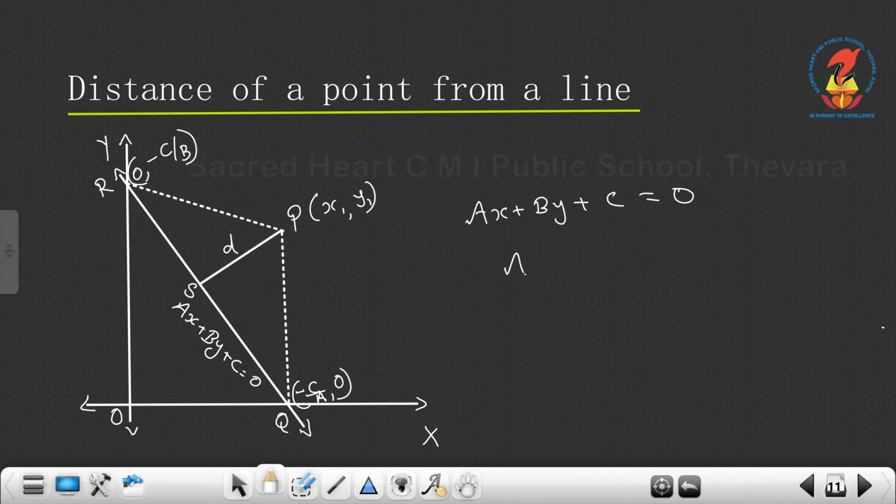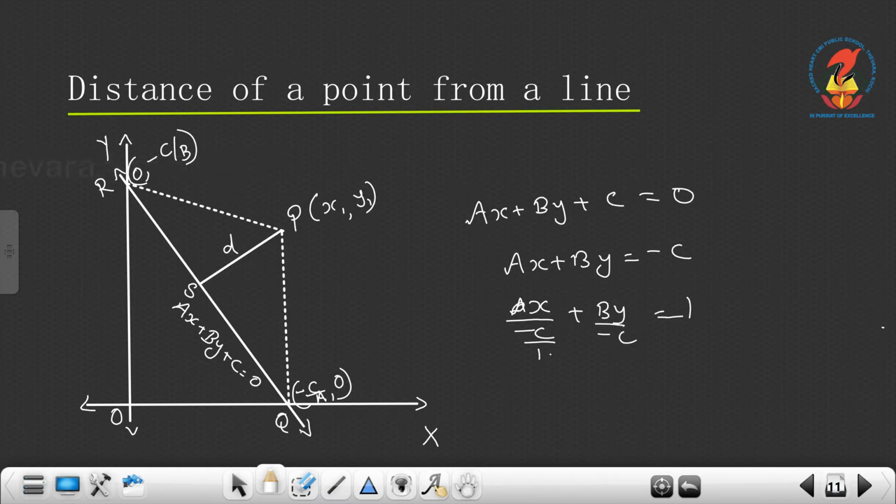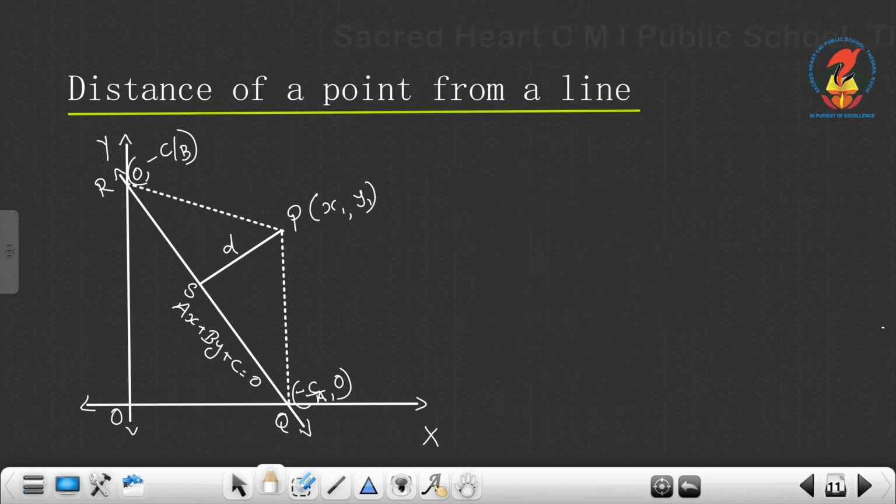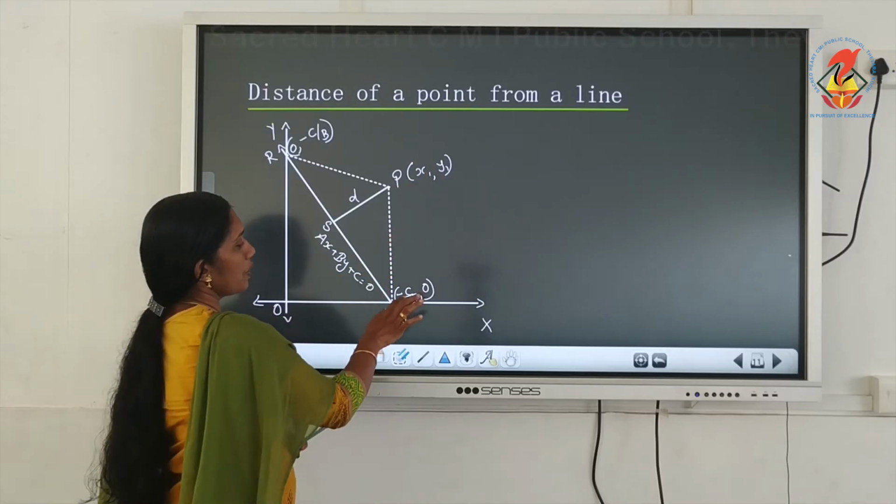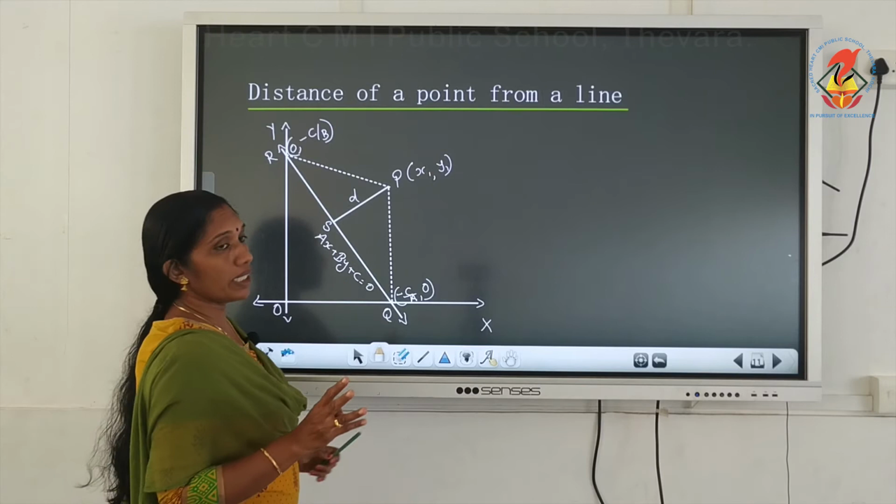When we reduce the equation to the intercept form, first we have to divide by minus c. So, this becomes 1. Then we write a here, b here. This one is the x-intercept, this one is the y-intercept. So, the point Q is (minus c by a, 0), and R is (0, minus c by b). So, in the triangle PQR, P is (x1, y1), Q is (minus c by a, 0), R is (0, minus c by b).